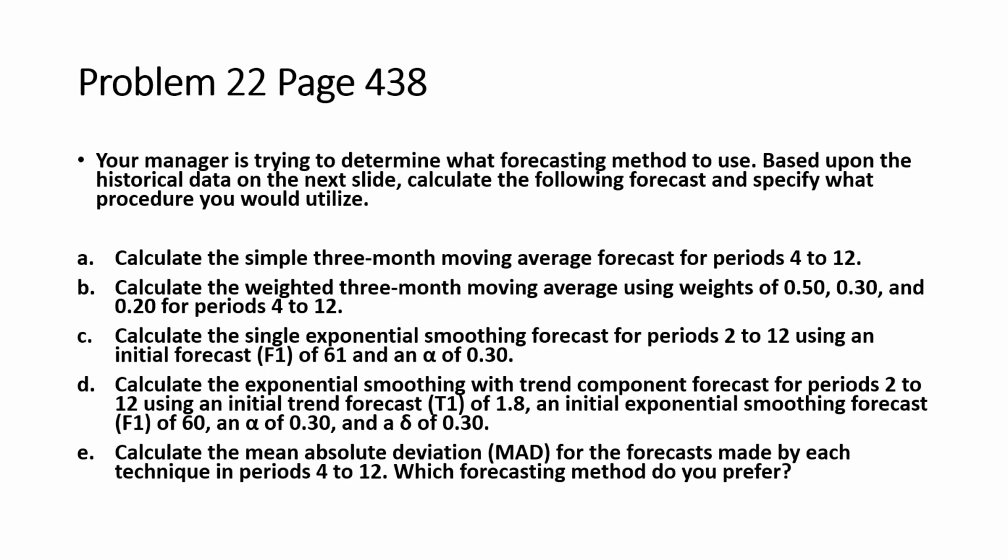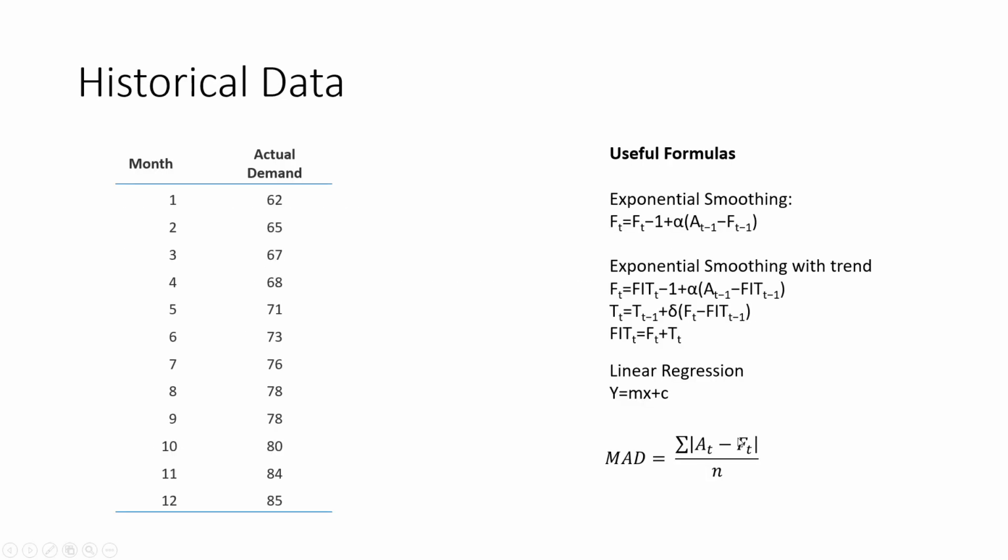MAD is nothing but mean absolute deviation, or it is the mean of how much your forecast is away from your actual occurrences. Then we have historical data from month 1 to 12, and some formulas that we might use to calculate the forecasting using those methods. Let us copy this table to a blank Excel spreadsheet and then take it from there.